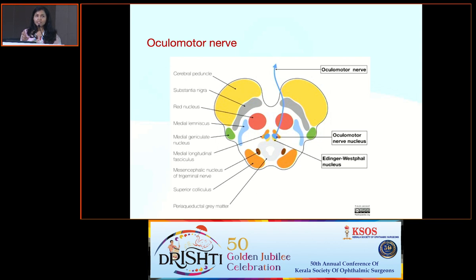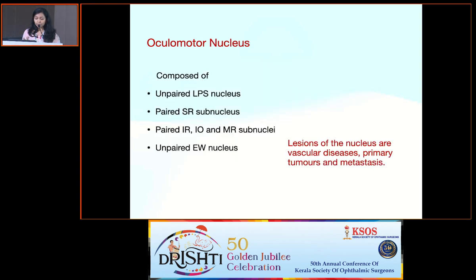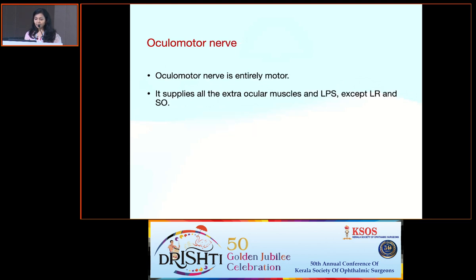The oculomotor nerve nucleus is situated at the midbrain at the level of the superior colliculus. There are two nuclei, the main motor nuclei and the Edinger-Westphal nuclei, and it's related to other important structures such as red nucleus. And it is composed of an unpaired levator palpebrae superioris nucleus, which is innervating bilateral levator. So any lesion causes bilateral ptosis. Then there is a paired superior rectus nucleus, which is innervating the contralateral superior rectus. Then the paired inferior rectus, inferior oblique, and medial rectus subnuclei, which is innervating the ipsilateral side, and an unpaired Edinger-Westphal, which is innervating both the pupils. The main lesions are vascular infarctions, primary and secondary metastasis.